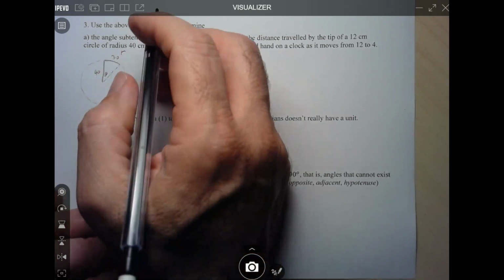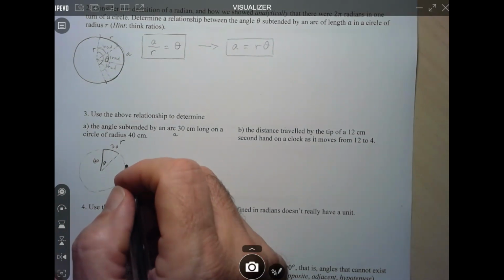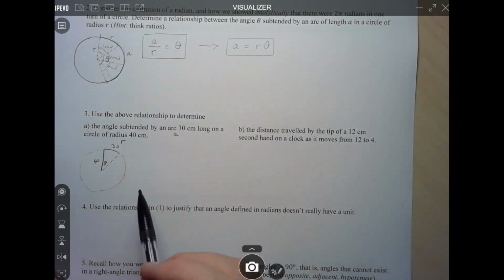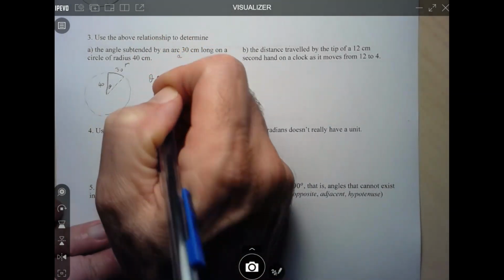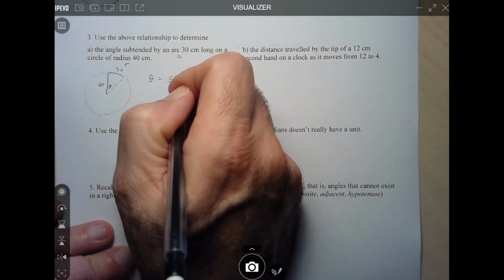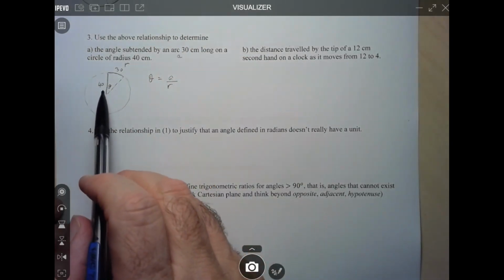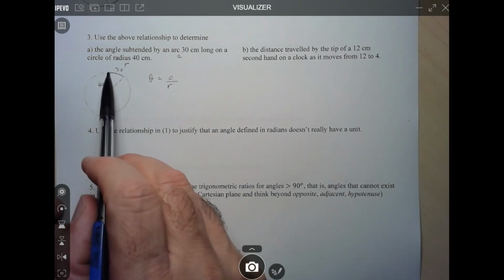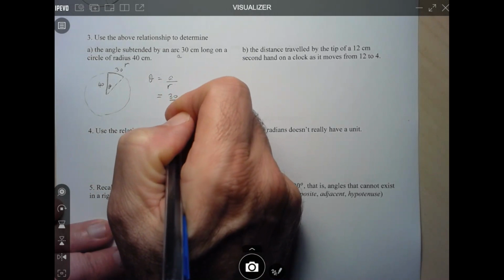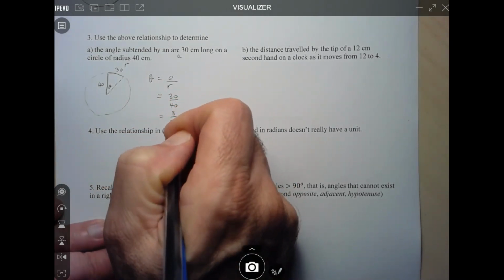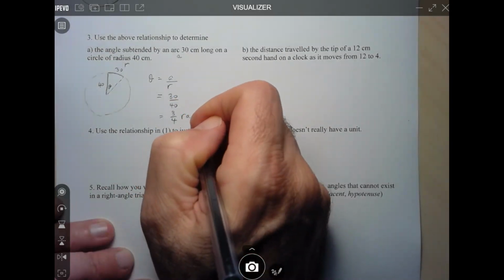So here, again, I could use either version of this relationship, but since I'm looking for the angle, I might as well use the first one. And so here we have that theta is equal to the arc length divided by the radius. And we see here that the radius doesn't even go in one full time around into that arc length. So here we have 30 over 40. And so here our angle is 3/4 of a radian.